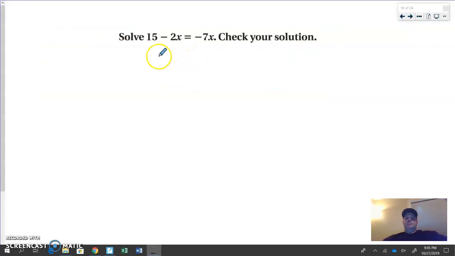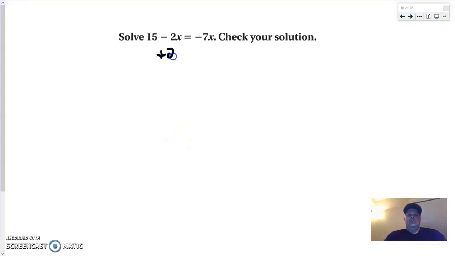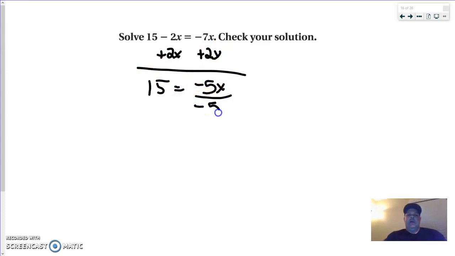As I see this problem, I see I have the variable over here and here, but I have the numbers on this side. So my first example will be to add 2x to both sides. I will then get 15 equals negative 5x. I divide by negative 5, and I get x equals negative 3.